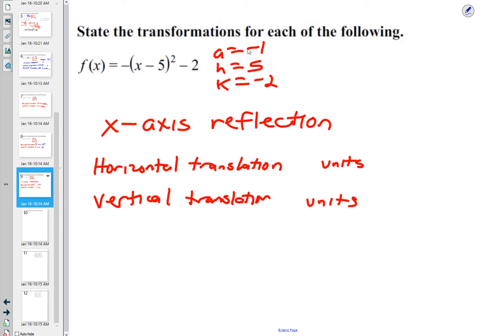And then the only thing left are the translations. Sam, are we translating horizontally? Yeah. How far and where? In what direction? Marquise, what you got there? What's gonna happen vertically?